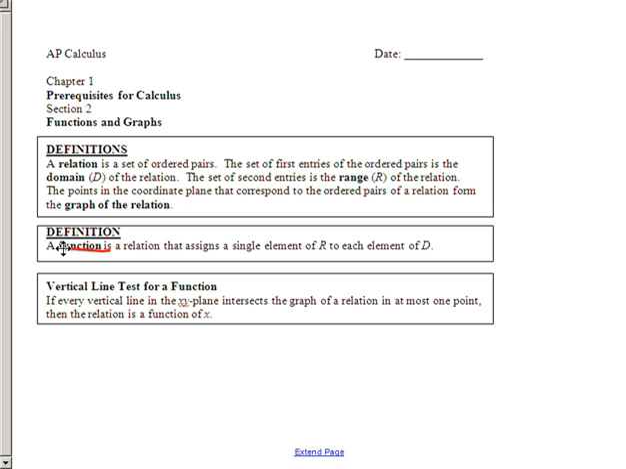So if you can cut the graph in more than one place, then that is a relation, but it is not a function. If you think of a parabola, if you draw a vertical line at any point on the graph of a parabola, you will only cut that graph in one place if the parabola opens up or down. Therefore, it is a function. So many graphs are functions, but not all. Hyperbolas, ellipses, circles are not functions. Those are relations. But many of the things that we will graph this year will be functions.